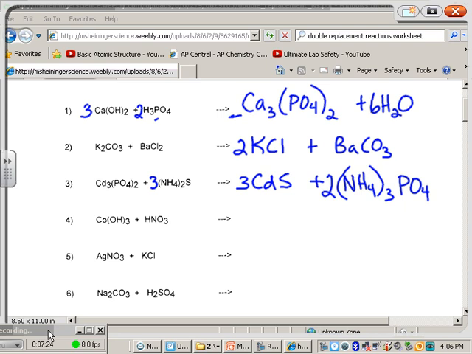So that is how you do double replacement. Always go through, figure out the positive and negative ions in each formula. The positive ion from the first formula will go with the negative ion from the second formula for double replacement reactions.